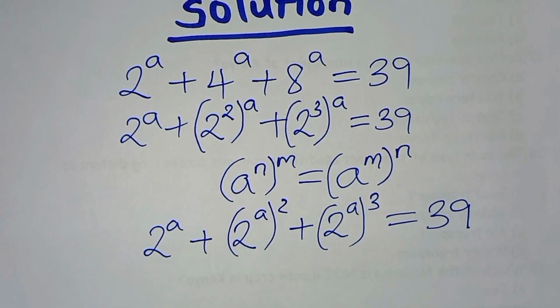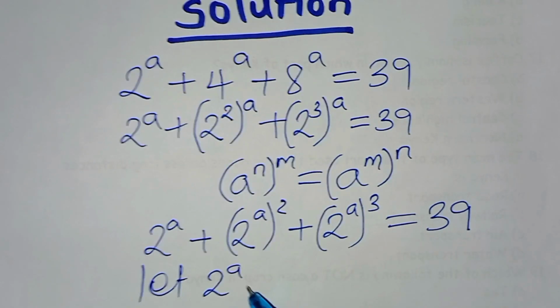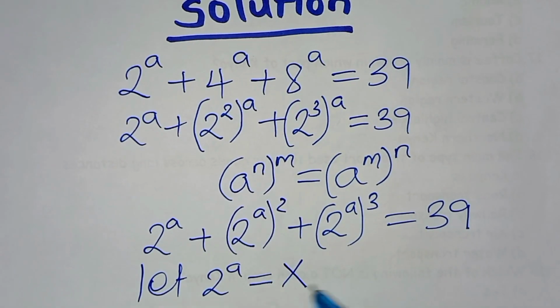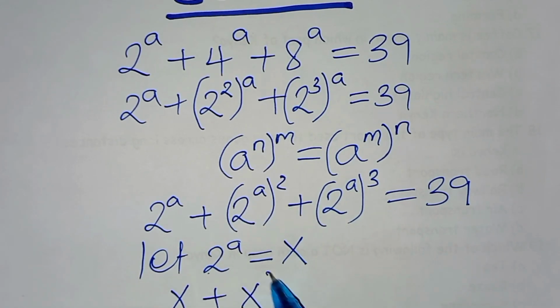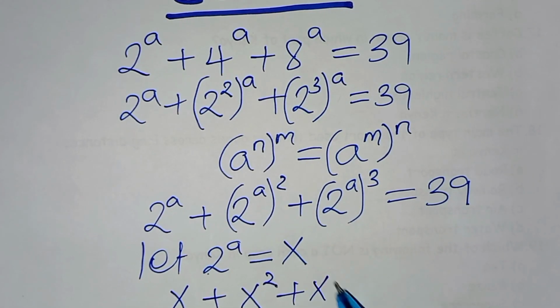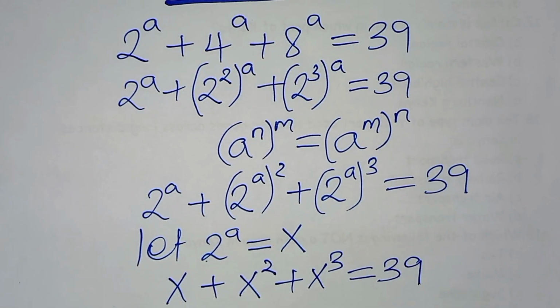Okay, so the next step here, we just say let 2 to power a be given as x. So let's substitute 2 to power a with x. So here we'll have x plus x to power 2 plus x cubed. This is equal to 39.